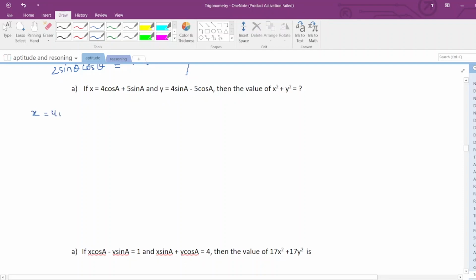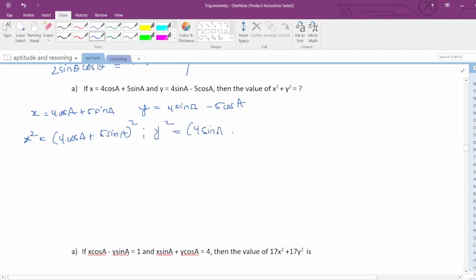x is equal to 4 cos a plus 5 sin a, and y is equal to 4 sin a minus 5 cos a, right? So squaring on both sides, then what do I get? x square is 4 cos a plus 5 sin a whole square, and y square is equal to, squaring on both sides, 4 sin a minus 5 cos a whole square. See what he is asking: x square plus y square.